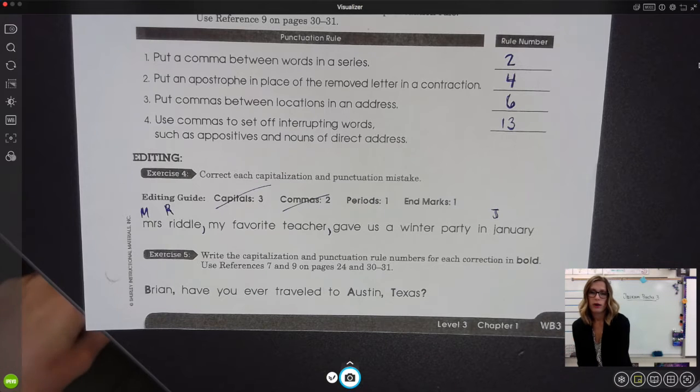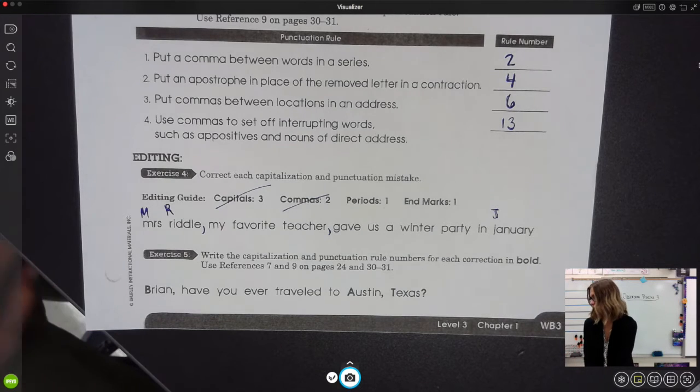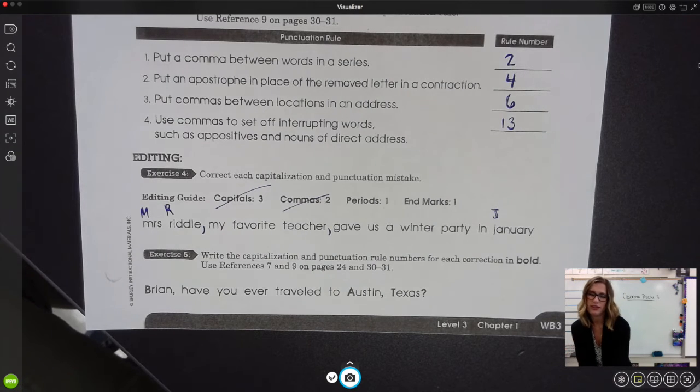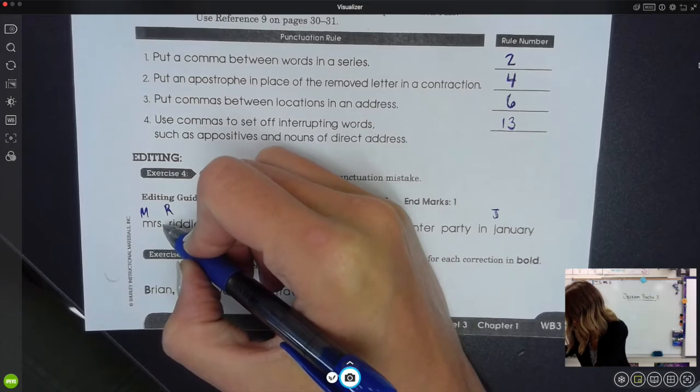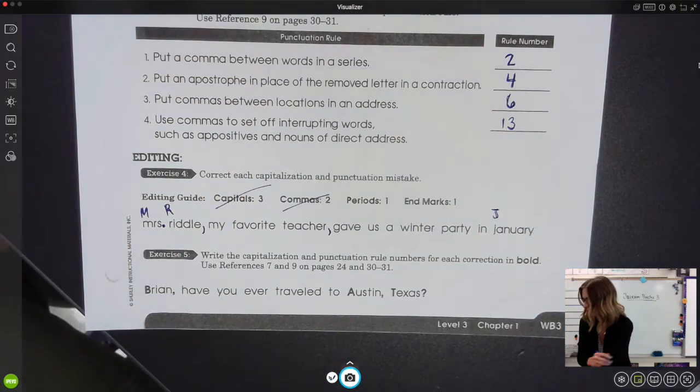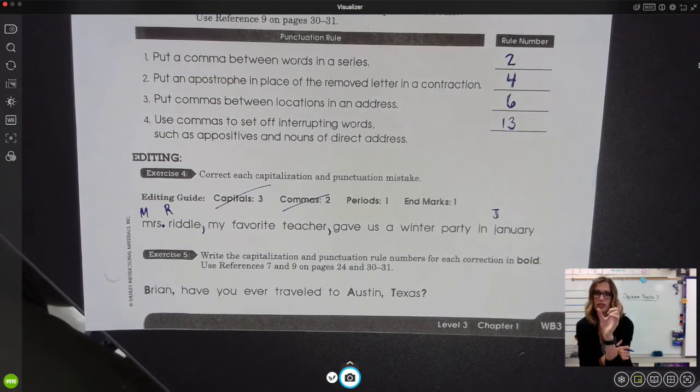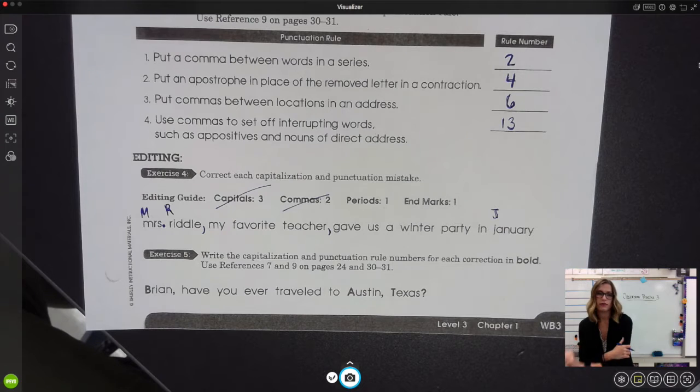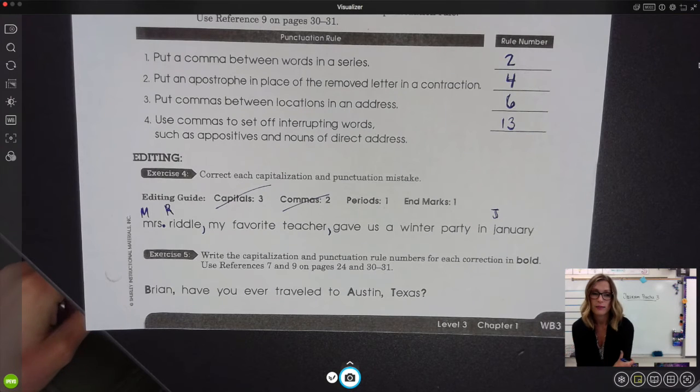Periods. We got to find where we need to add a period. What needs a period after it? Mrs. needs a period after it because that's one of those titles that's been shortened. It's abbreviated, so it needs a period at the end.